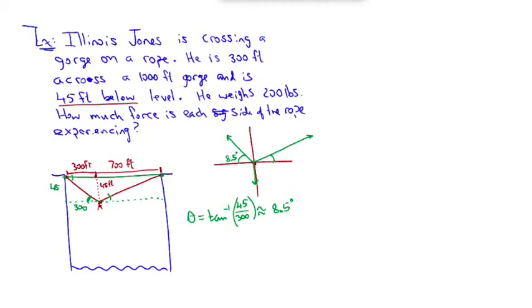All right, how do I find the other angle? This side again is 45, but the bottom piece now is 700. So the other angle, I'll just call it beta. Why not? How about tan inverse prime of 45 over 700?